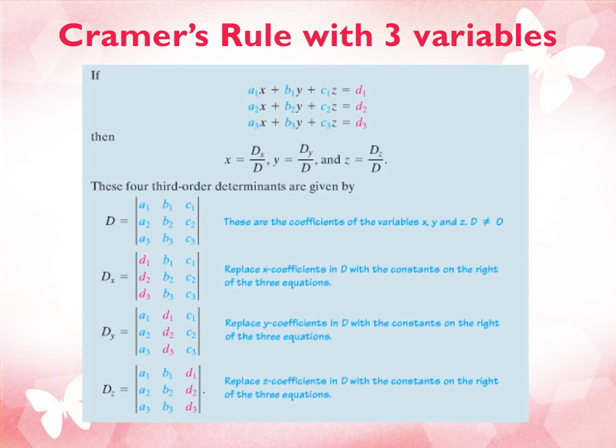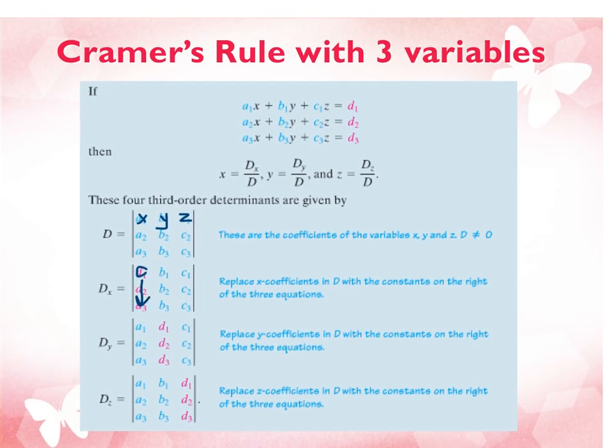So the first one is your x's, your y's, your z's. That's what this one is. These would be my x's, these would be my y's, these would be my z's. That's just D. D sub x, you remove the x's and you put in the constants. So here are my constants, here are my y's, and here are my z's. D sub y, you leave your x's and your z's and you replace the y's with the constants. And D sub z, you leave the x's, you leave the y's, and you change the z's to be the constants. So again, whatever column the initial one is located in is the one you replace with the constants. Don't rearrange these.